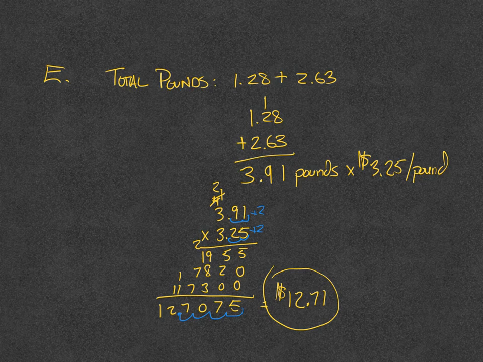In this one, you need to find out first how many pounds you bought in total. So that's going to lead you to addition. But then you have the unit rate of $3.25 per pound. So we know it's $3.25 for 1 pound. How much is it for 3.91, or 3 and 91 hundredths, pounds? That becomes multiplication.